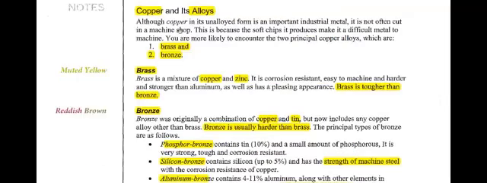Copper and its alloys, brass and bronze. Both brass and bronze have copper in their content. Copper by itself is way too soft for us, but we do use brass and bronze, and a lot of the time brass in bushings, and bronze. One of them is tougher, one of them is harder.